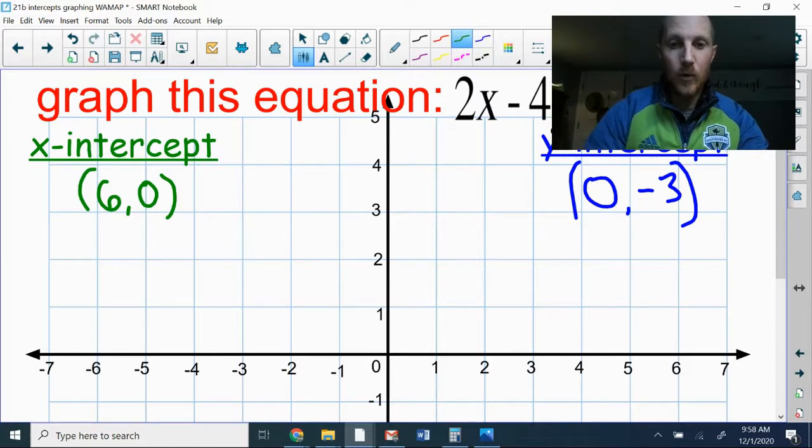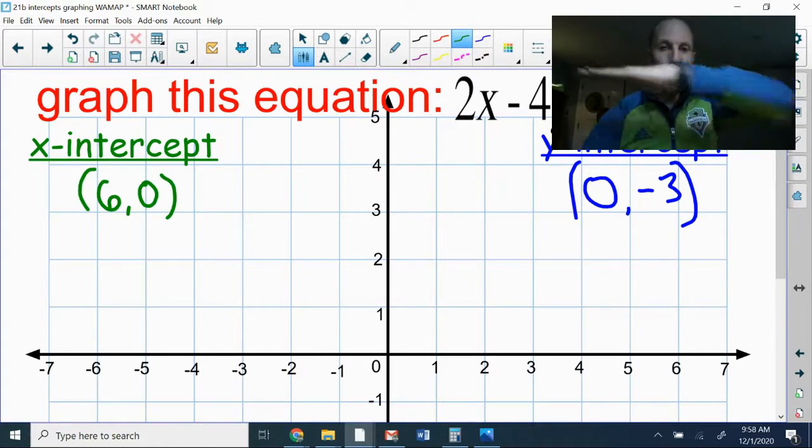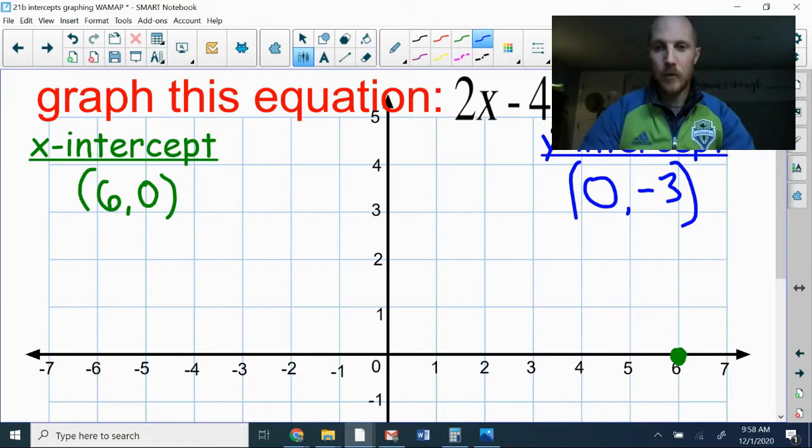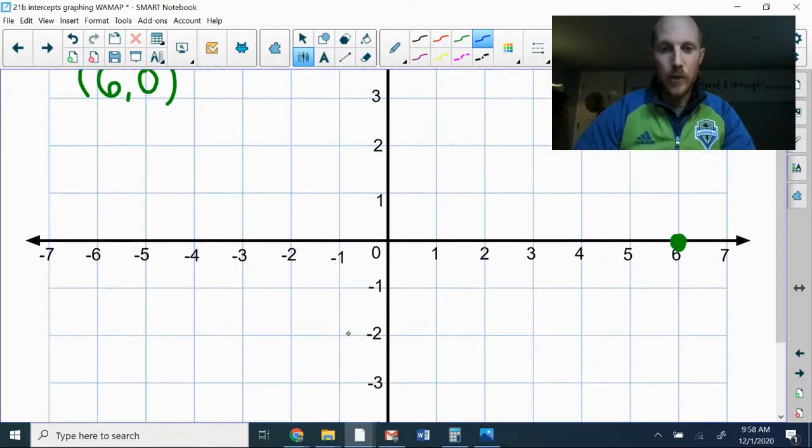So 6, 0, I'm going to go across on the x-axis, go sideways, go across to positive 6. And I don't go up anywhere because the y-coordinate is 0. The blue one, the y-intercept, is going to be on the y-axis. So the first coordinate 0 means I don't go left or right, but then negative 3 means I need to go down to negative 3. Once I have these 2 points drawn on the graph, now I'm going to connect them with a straight line.